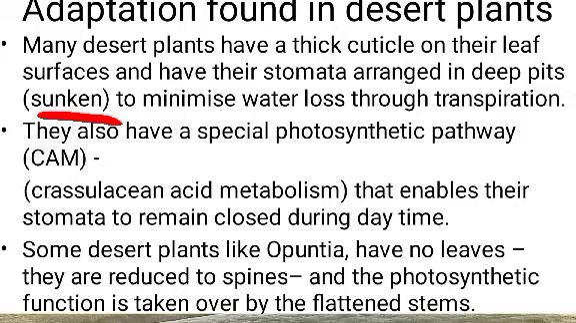Generally in a leaf, if you see where the stomata are present on the epidermal layer, isn't it? Epidermis is the outermost layer of the leaf. If you take this section of a leaf and see, the outermost layer will be the epidermis, and in that epidermis only the stomata will be present. But in these desert plants, the stomata will be present in deep pits or deeply seated. Okay, that we can say as sunken stomata. So why is it deeply present? Because in order to minimize the water loss through transpiration.